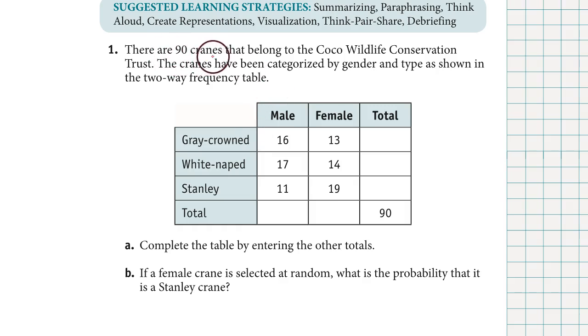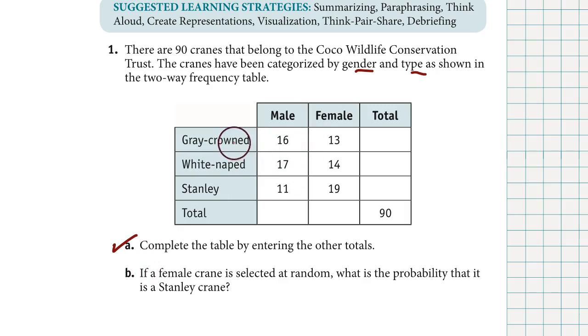There are 90 cranes, a crane is a type of bird, that belong to the Cocoa Wildlife Conservation Trust. The cranes have been categorized by gender and type as shown in the two-way frequency table. The first thing we're asked to do is complete the table. It's always easier to find probabilities when you're working with a completed table or Venn diagram.